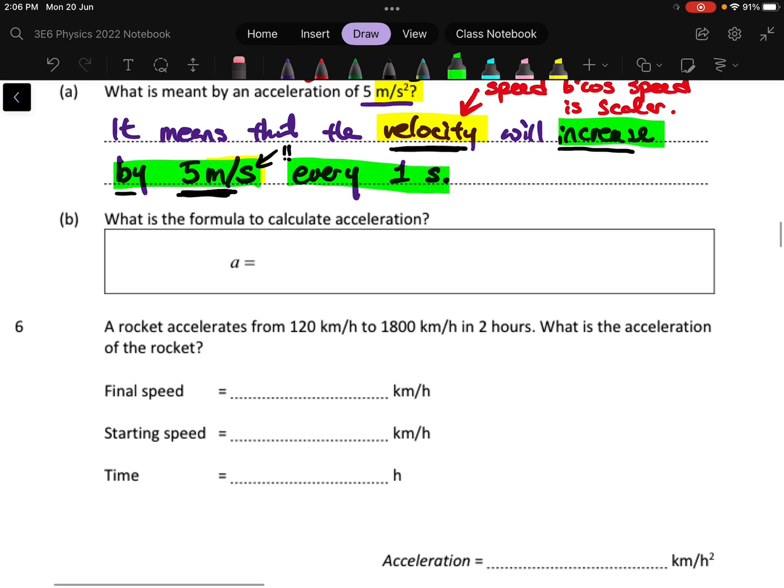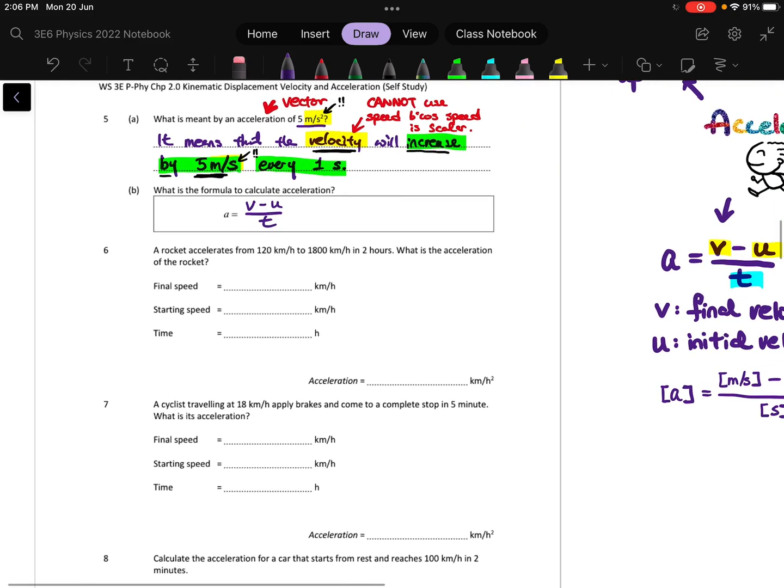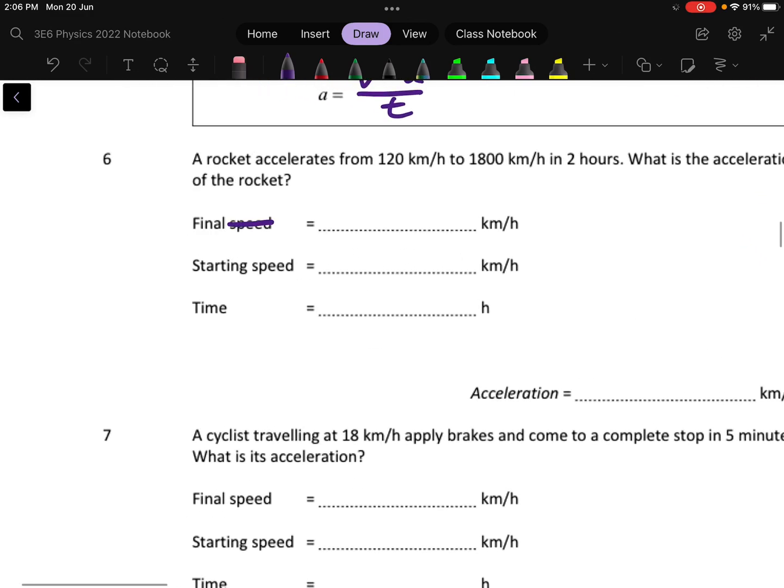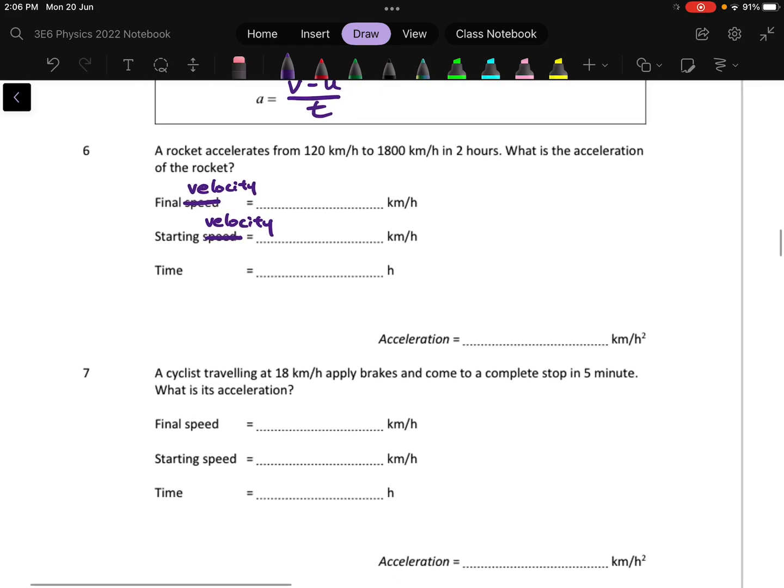Okay. Formula for this, well, you can get back this. And as for questions 6 to 8, you can try on your own, right? Final speed, starting speed. I use the word speed so that you are more familiar with it, but to be very precise, this should be final velocity, so that you can use it in your formula.